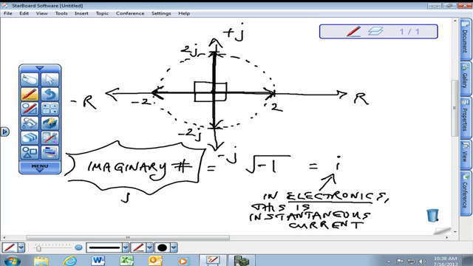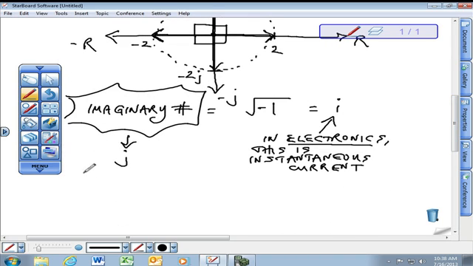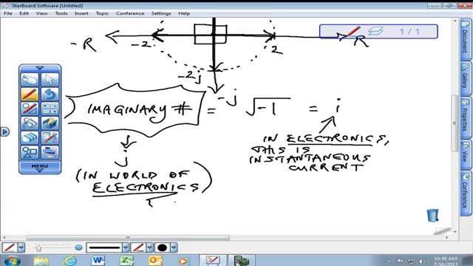Instead, what we use is a little j. That's why for our vertical axis, we're using little j: positive j to represent positive imaginary numbers, negative j to represent negative imaginary numbers. So this is an imaginary number in the world of electronics. So don't get confused if you crack open a physics book and they're using little i. That's because in other disciplines, of course, little i means imaginary numbers. That's fine. But in electronics, it's little j.